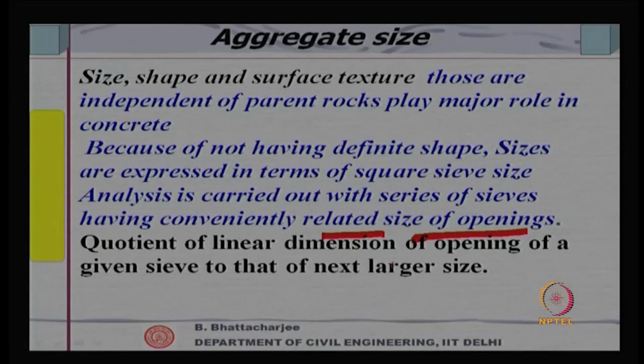Quotient of linear dimension of opening of a given sieve to that of next larger size. Actually, you see the sieve sizes, many things in nature do not vary linearly. For example, sizes of these particles, if you talk in terms of some sort of equivalent diameter, or through the sieve analysis you find out the size, you will find that the sizes vary over a large range.